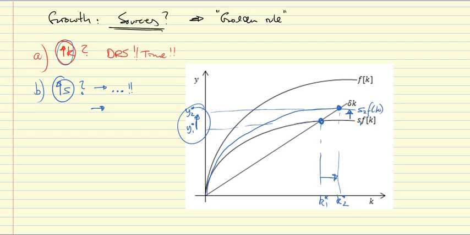And that is what will lead us towards this issue of golden rule growth. Namely, what are we really after? What are we really after? Are we after income per capita? Or are we possibly after consumption per capita? Is not consumption per capita the measure that tells us how well we're doing?